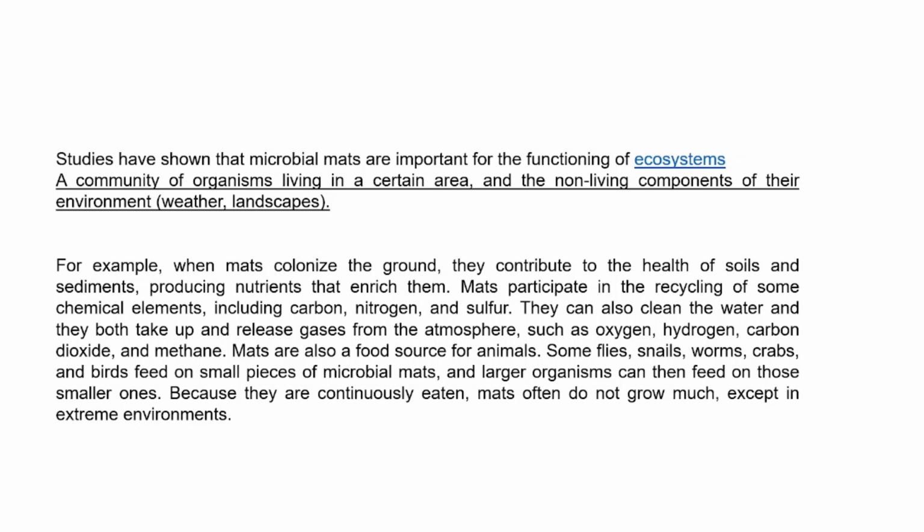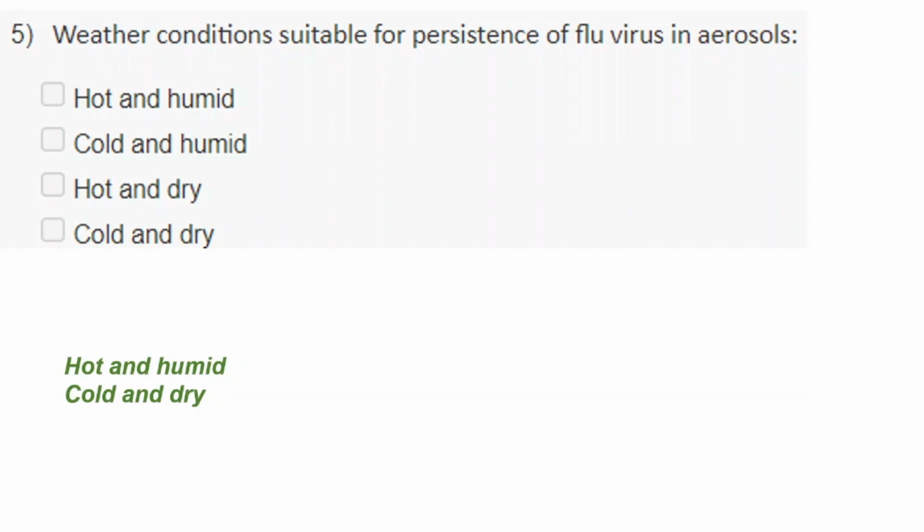And mats are also a good food source for animals. Some flies, snails, worms, crabs, and birds feed on small pieces of microbial mats, and larger organisms can then feed on those smaller ones. So it's basically a food chain that is happening because they are continuously eaten. Mats often do not grow much except in extreme environments. In extreme environments, when higher-level organisms are not present, maybe because they cannot survive there, mats might show enormous, tremendous growth. Otherwise, they are constantly eaten, so they do not show that kind of growth.